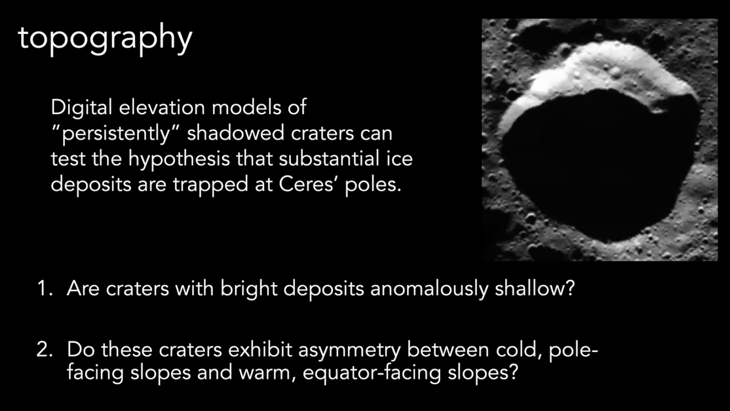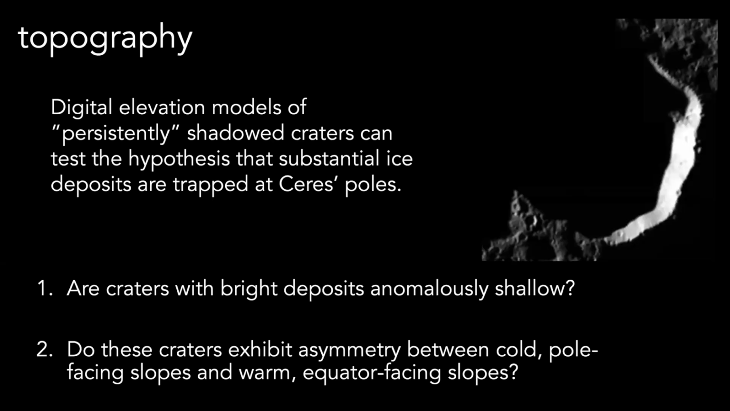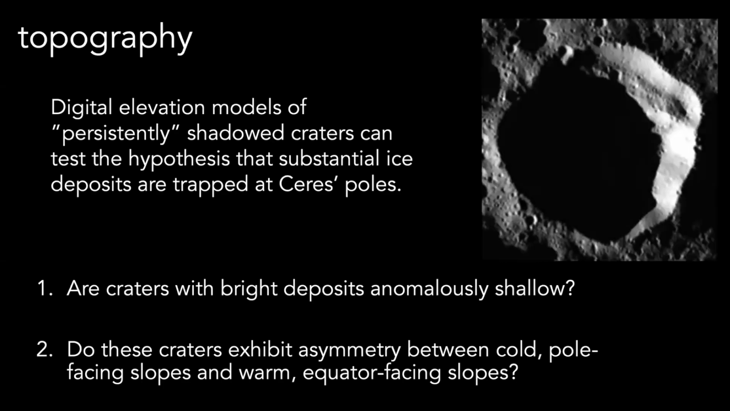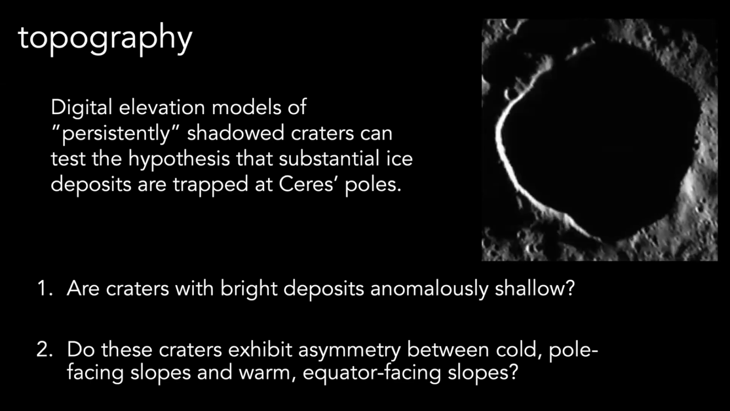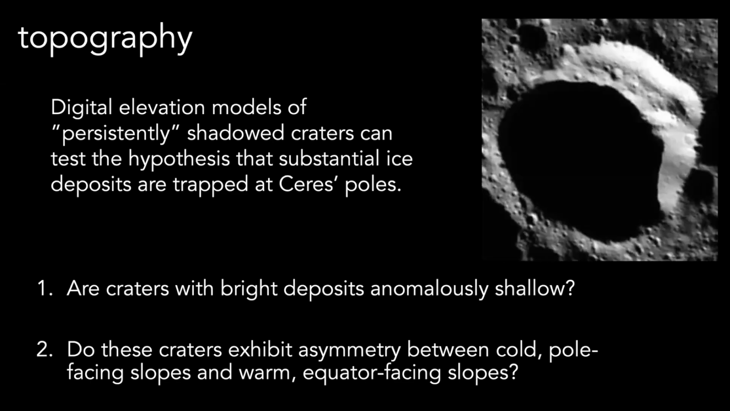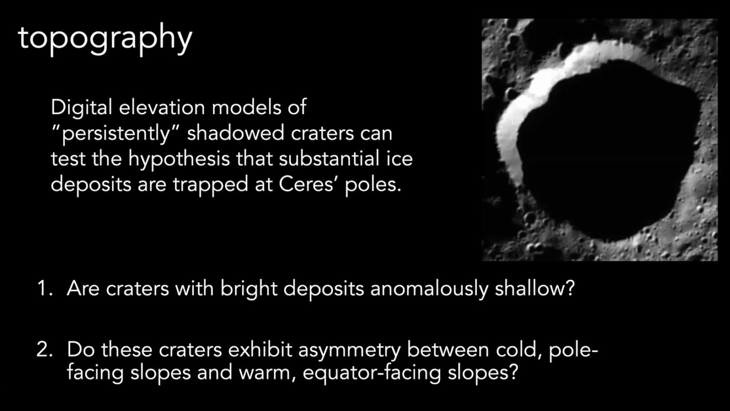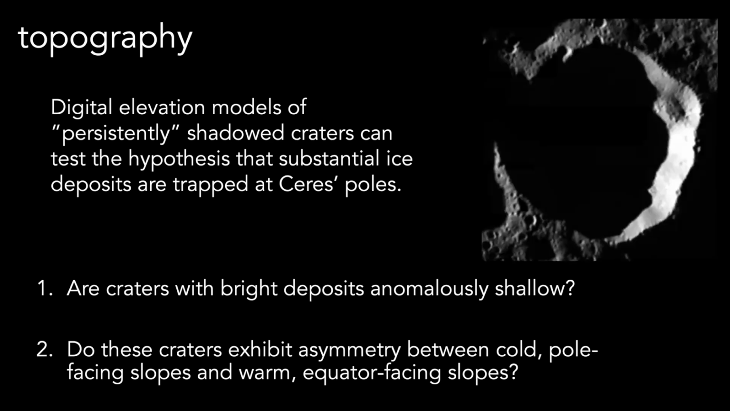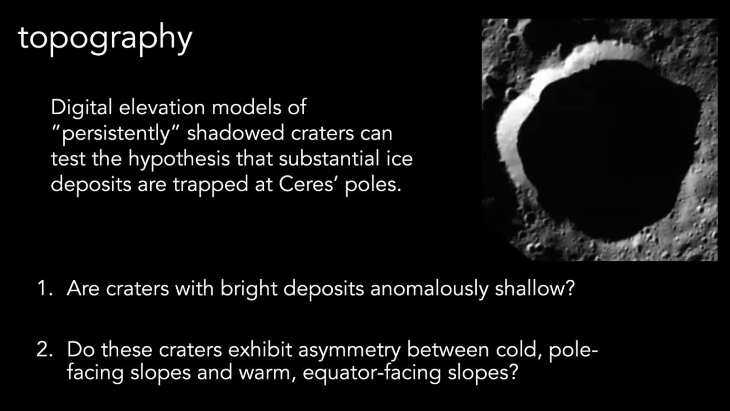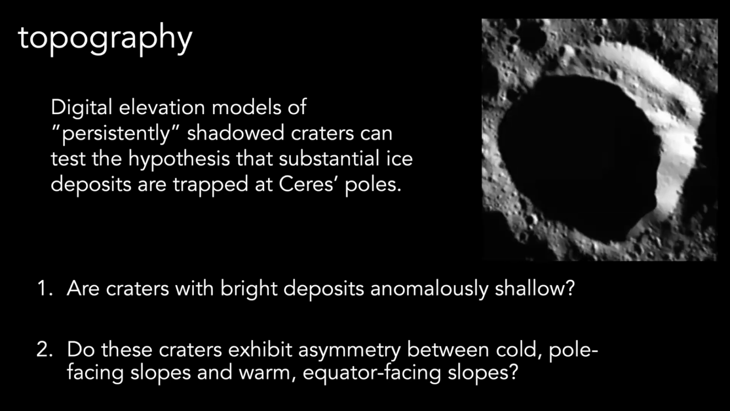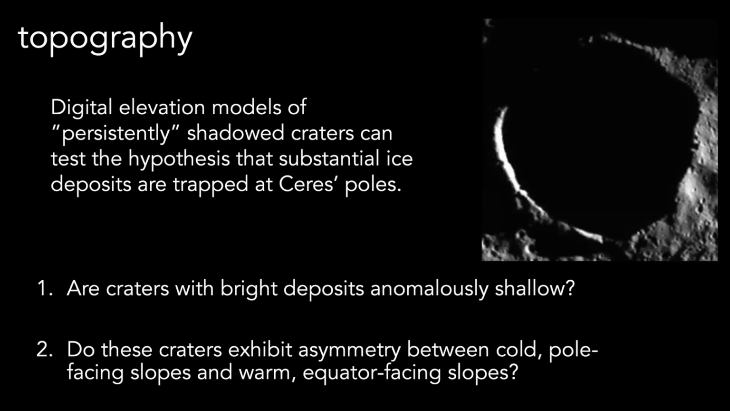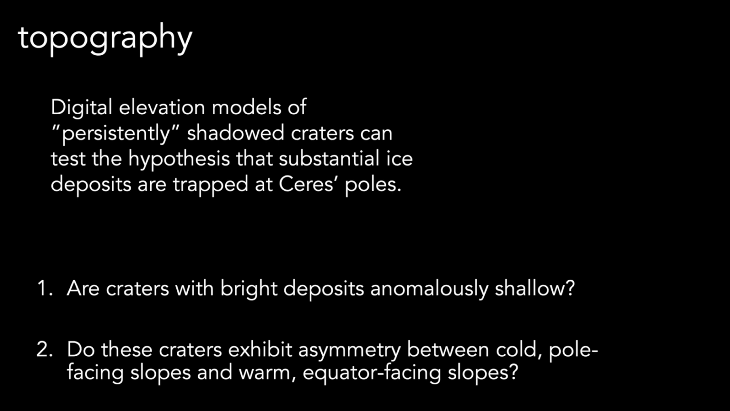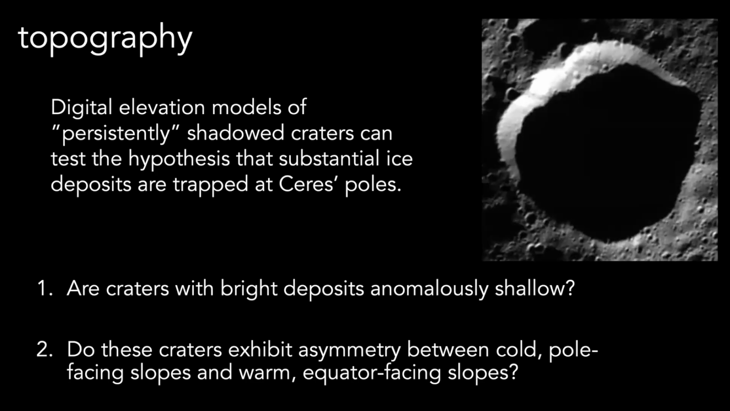So as you can see in this animation, the illumination environment, and therefore the temperature, the thermal environment, is not uniform in this crater interior. You have a thermal gradient between the equator-facing slopes, which are periodically illuminated, and the pole-facing slopes, which remain in shadow and therefore remain colder. So because of this thermal gradient, if water ice is present, if it's being delivered to this crater, we might expect that there could be preferential deposition and preservation of ice on the cold pole-facing slopes and preferential removal of ice from the warmer equator-facing slopes, potentially giving rise to some asymmetry in the crater elevations of the interior.